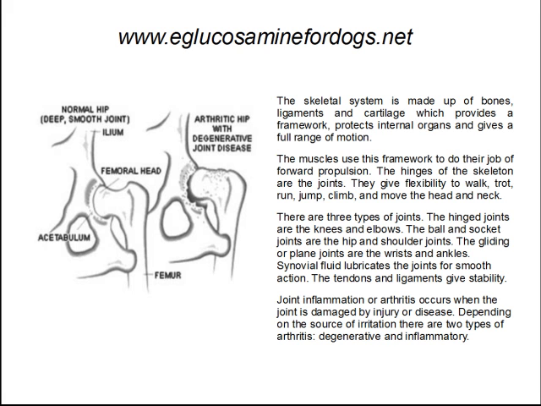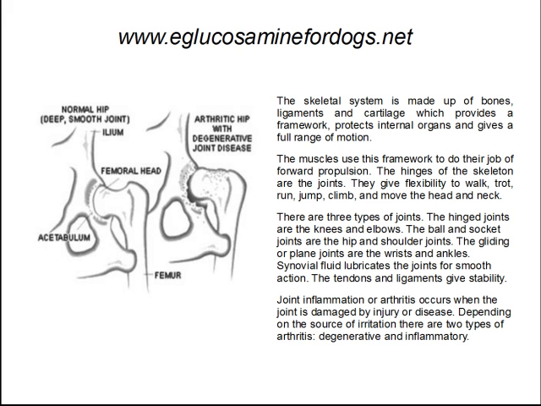You see, the skeletal system is made up of bones, ligaments, and cartilage, which provide a framework and protect the internal organs, and it gives a full range of motion. The muscles use this framework to do their job of forward propulsion. The hinges of the skeleton are the joints. They give flexibility to walk, trot, run, jump, climb, and move the head and neck.